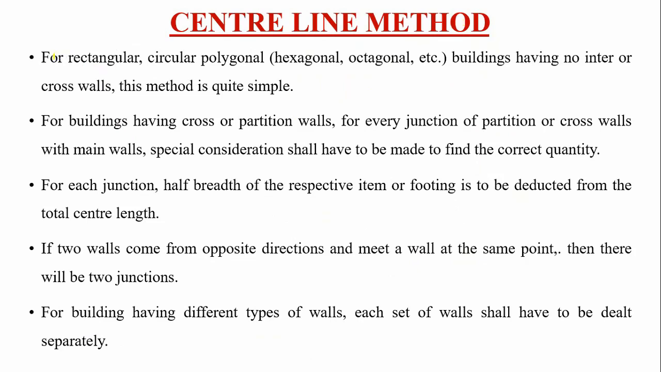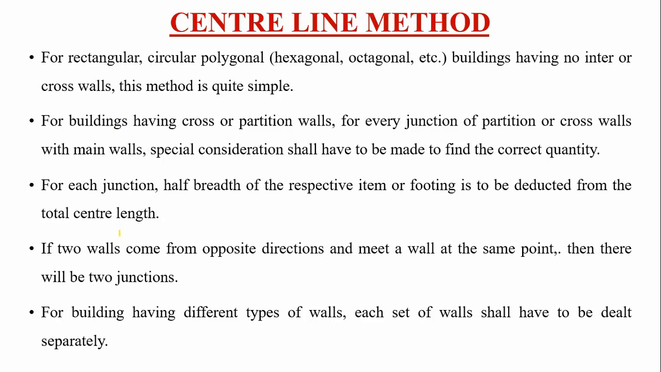If we have rectangular or circular or any other, say octagonal shaped buildings, and there are no cross walls, then this method becomes very simple. If you don't have any cross walls, this method becomes very simple and the calculation will be much faster compared to the long wall short wall method. In the long wall short wall method, each and every wall is considered separately and has to be written separately, that is length, breadth and depth. But here, at once we calculate the length, multiply the breadth and depth, and we get the answer.